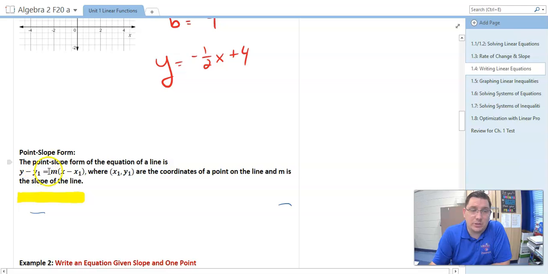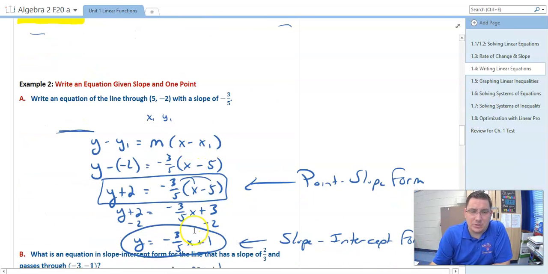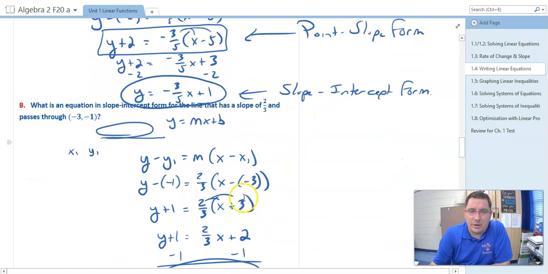y minus y sub 1 is equal to m times x minus x sub 1. Remember, the (x1, y1) is a coordinate on the plane, on our line, and m, of course, is the slope of the line. We looked at examples here, and you'll see that stuff has shifted down a little bit in the notes, but everything should shift back up.